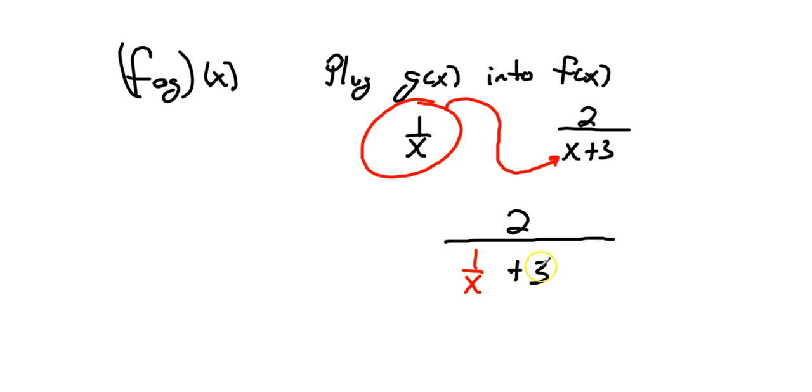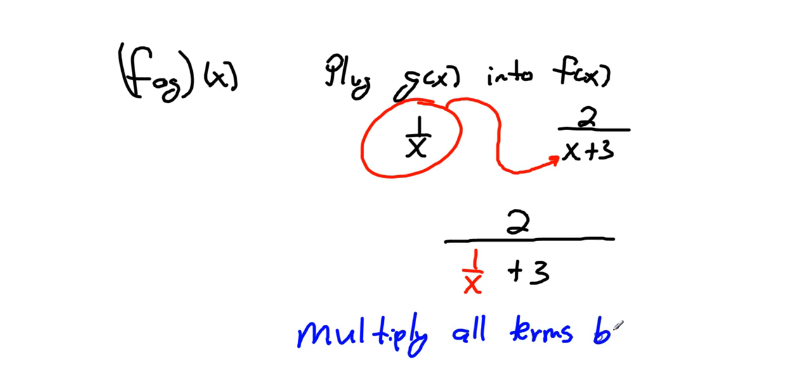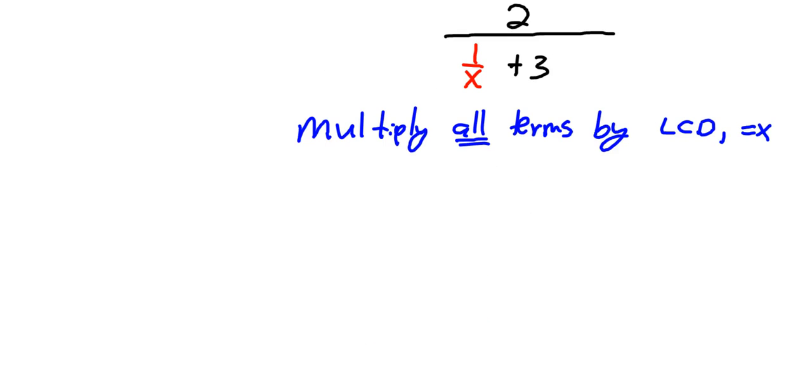So if you have one like this, what you've got to do is multiply all the terms by the least common denominator. That's the key thing. It's got to be every term. It's not just the ones in the denominator. You've got to multiply all the terms by the least common denominator of whatever this whole thing is. In this case, it just happens to be x. So we're going to take everything that's here, this 2 over 1 over x plus 3, and take every single term and multiply it by x.